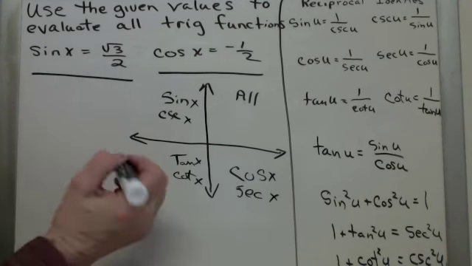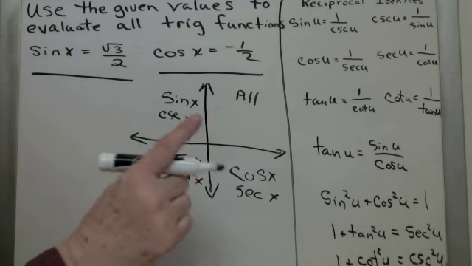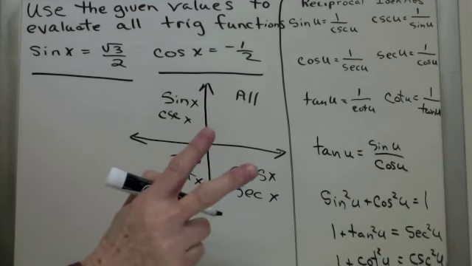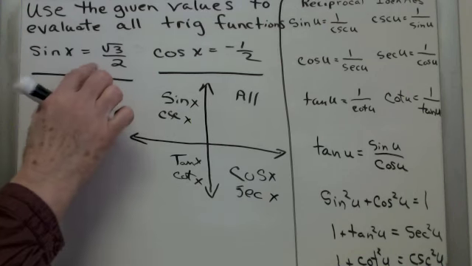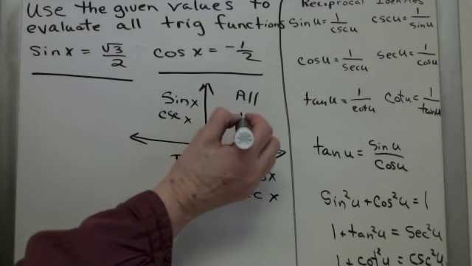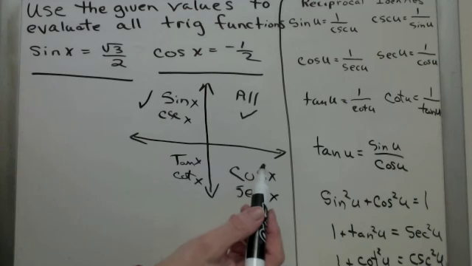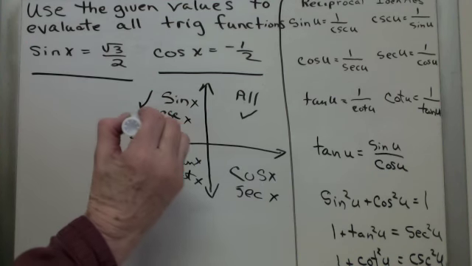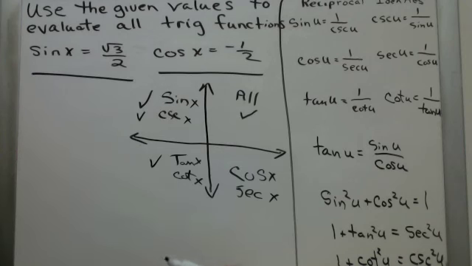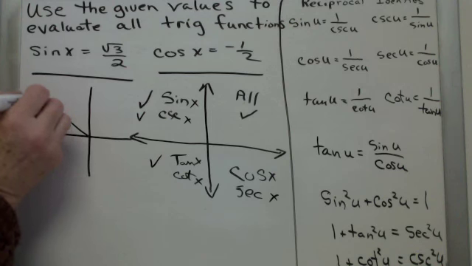So based on this, we're going to put checks in our grid, and one of the parts of the grid will have 2 checks, and that's going to be the part of the grid that we draw our triangle in to figure all the trig functions. Sine is positive. Where is sine positive? First quadrant and second quadrant. Cosine is negative. Where? Well, cosine's positive first and fourth, so that means it's negative in the second and the third. Now, one of the quadrants has 2 checks. Second quadrant.